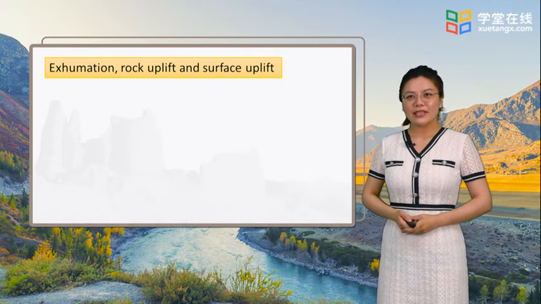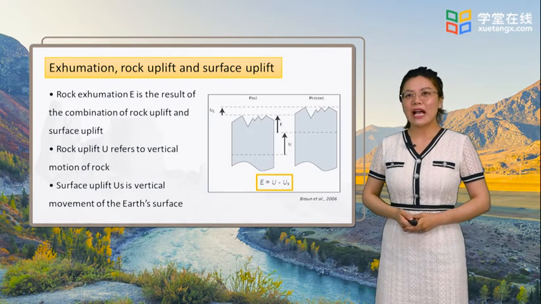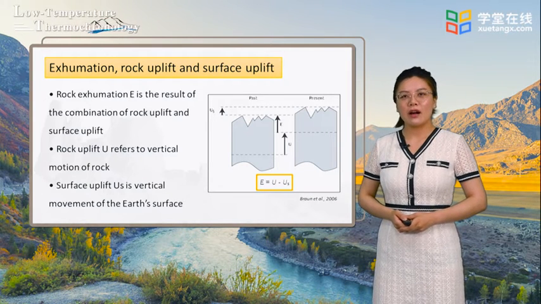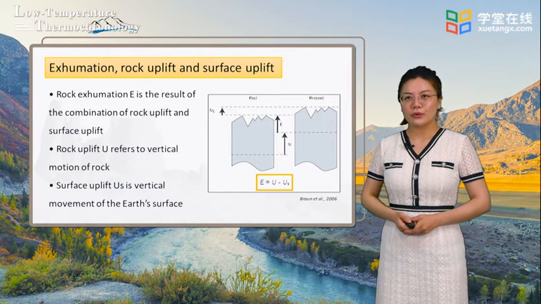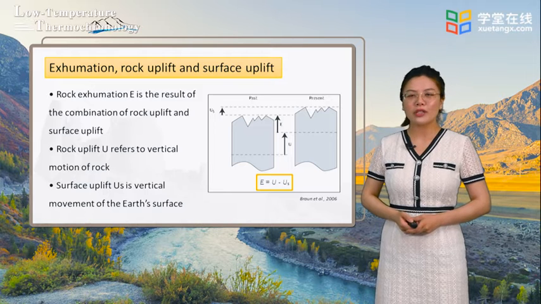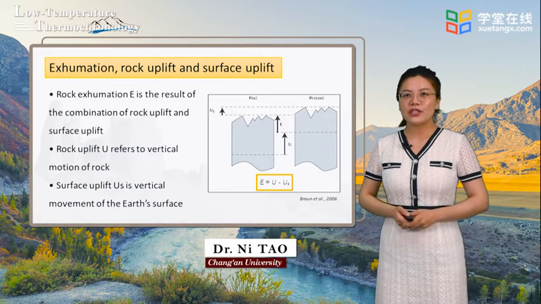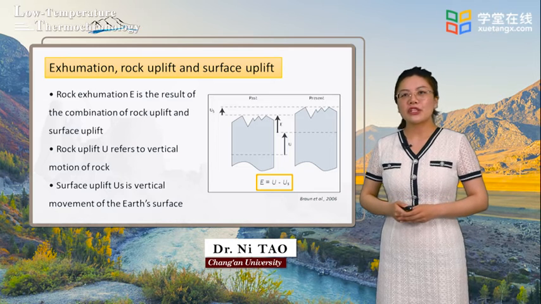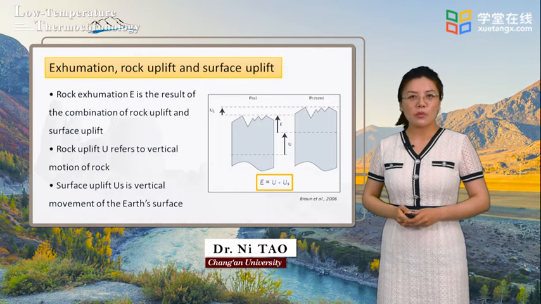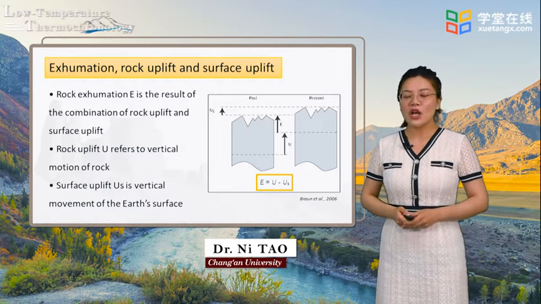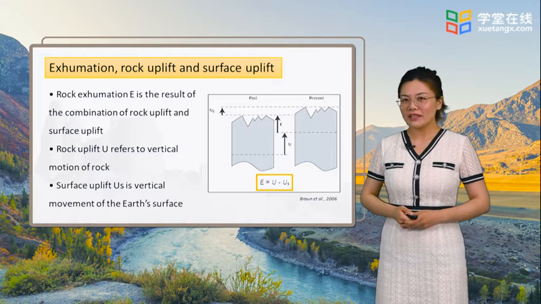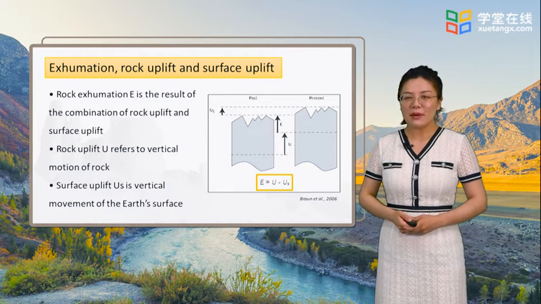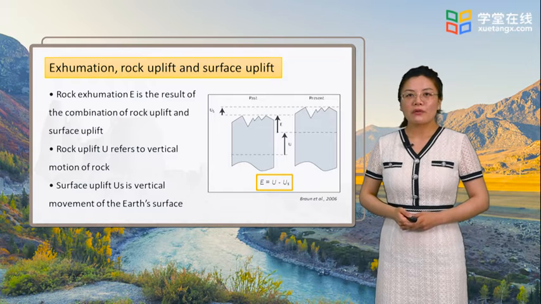Rock exhumation E is the result of the combination of rock uplift and surface uplift. Rock uplift U refers to vertical motion of rock with respect to the center of the Earth, and the surface uplift US is vertical movement of the Earth's surface with respect to the center of the Earth. The amount of rock exhumation a sample experiences will reflect both.